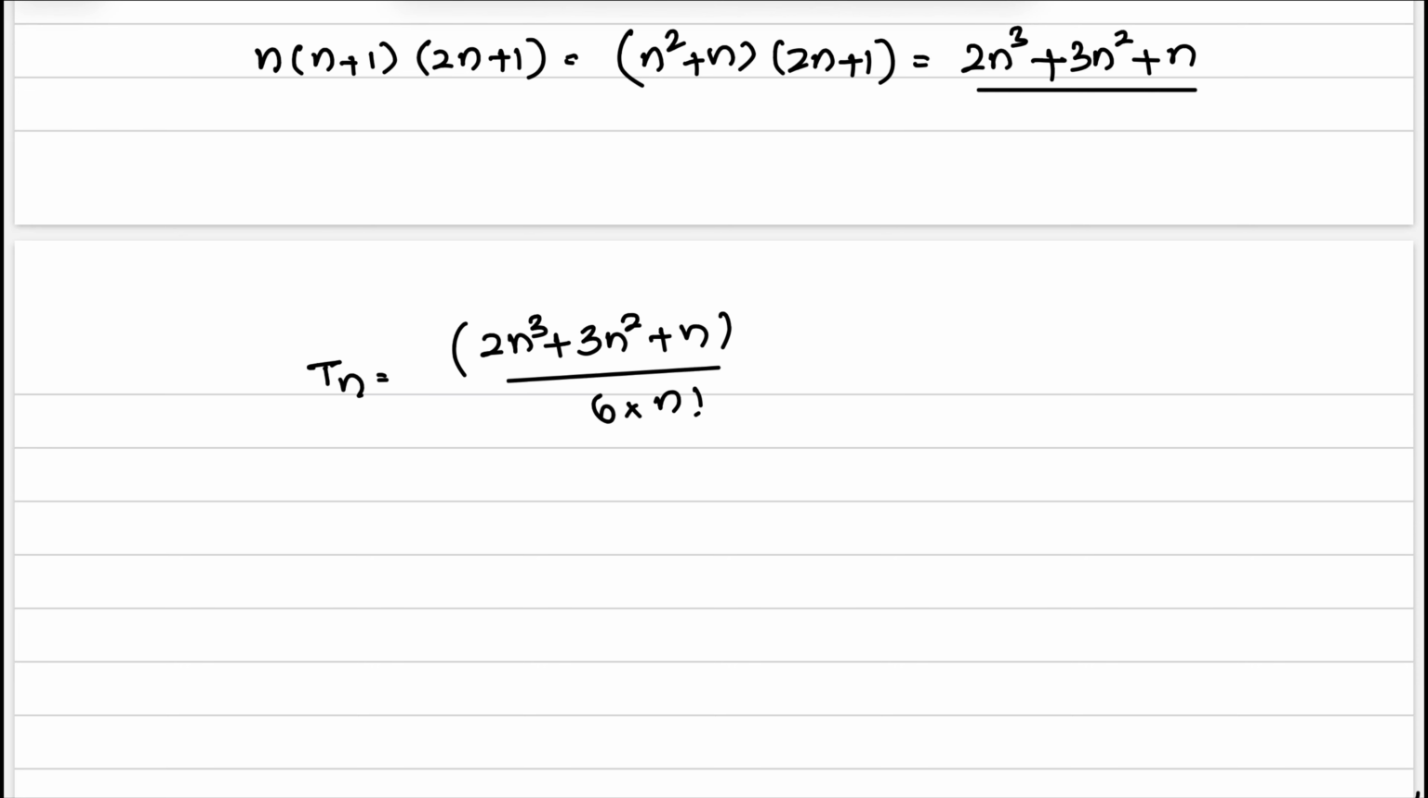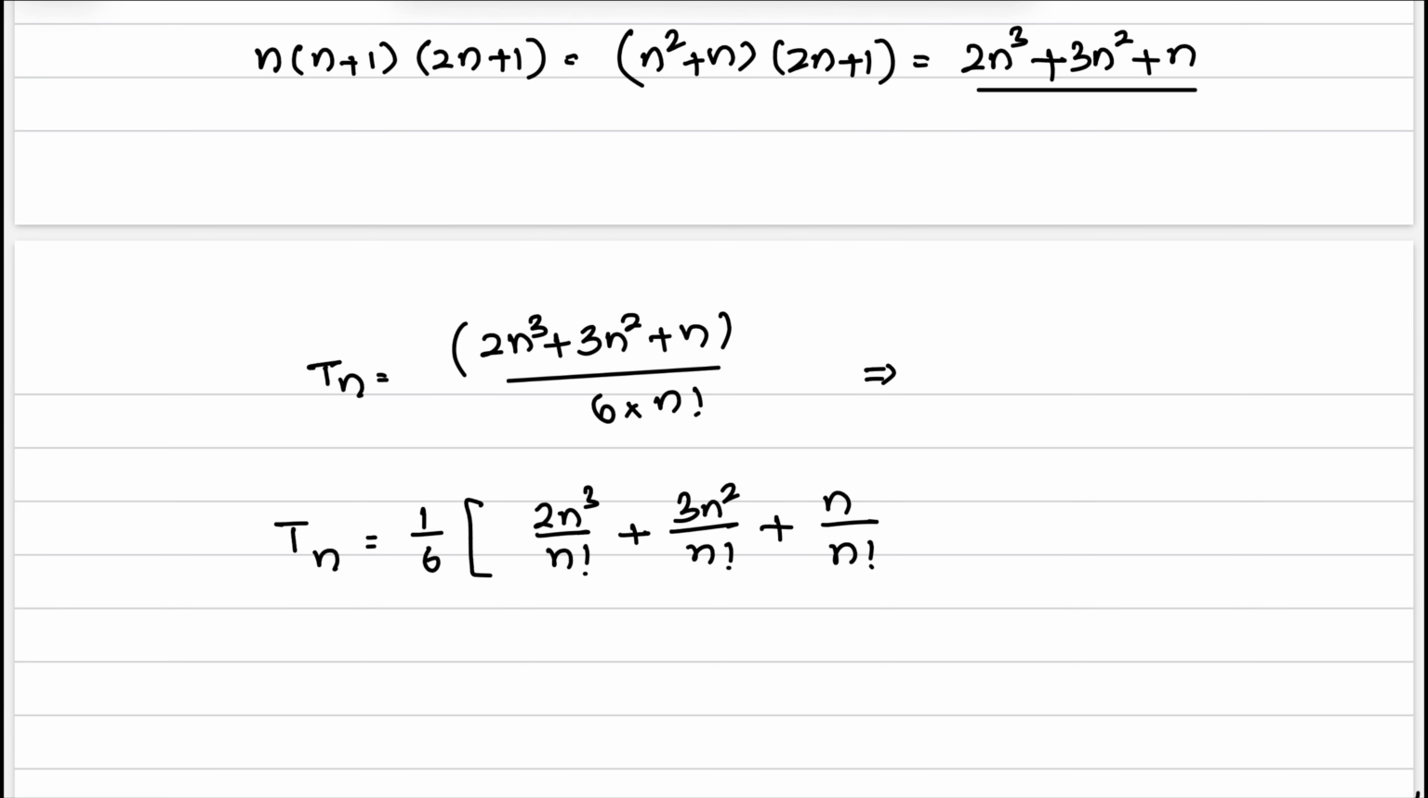Now, this implies the nth term is equal to 1 by 6 into (2n cube by factorial n plus 3n square by factorial n plus n by factorial n).